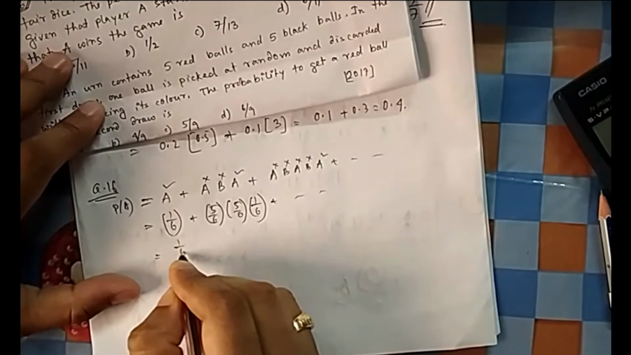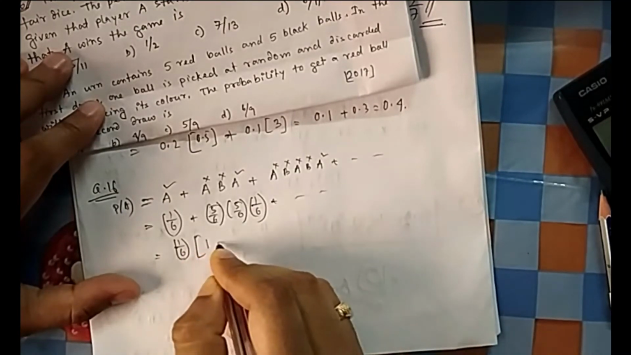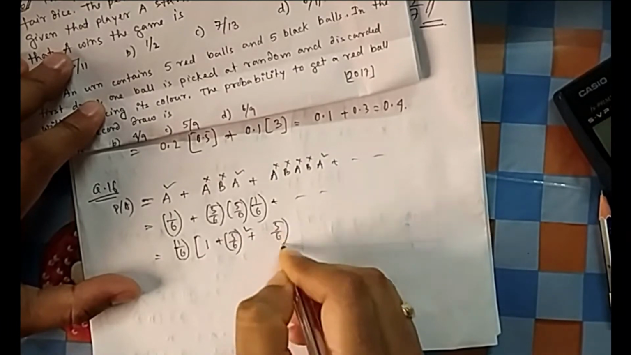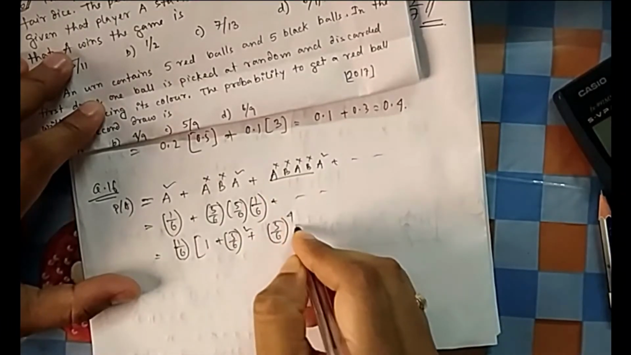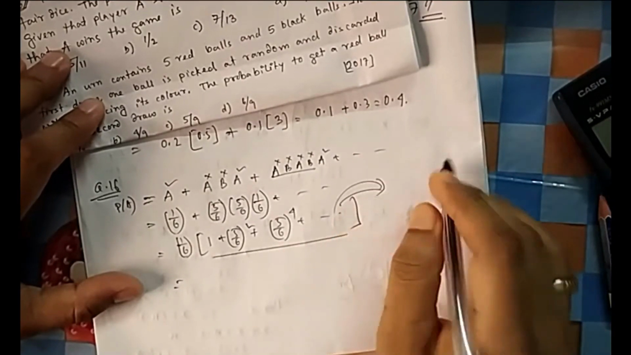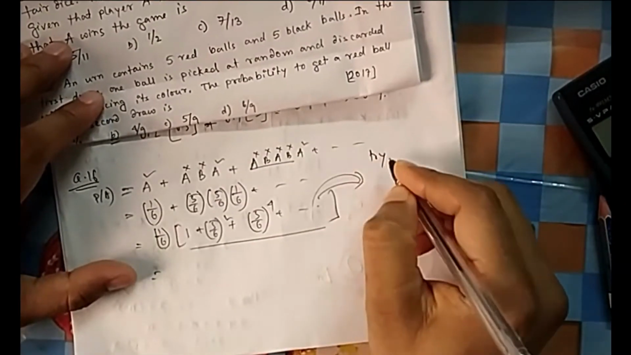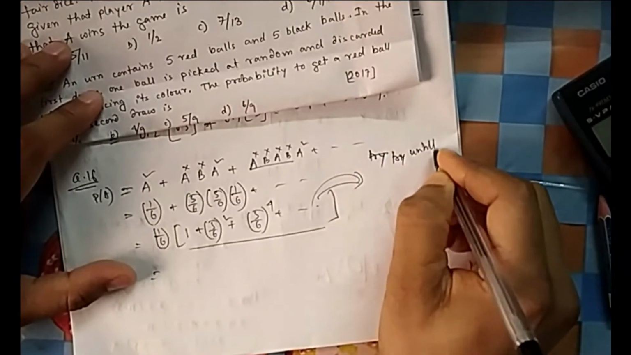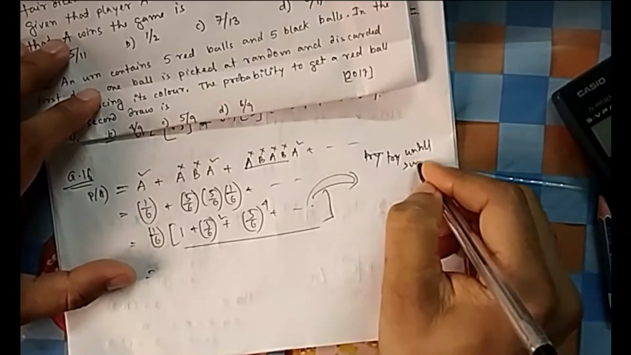So if you take 1 by 6 common, then it will be 1 plus 5 by 6 whole square plus 5 by 6 to the power 4. How many 5 by 6 will come here? 4, because of 4 failures. Now what is this series? I have already told you. This probability is trial, we say, try until success. This type of probability distribution we say is try until success.